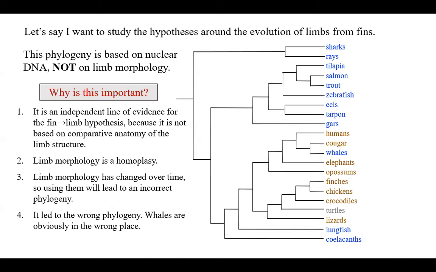Anybody have any thoughts on this? Any groups have any thoughts on this? Like using a DNA phylogeny to test an idea about limb evolution, why that would be important? Start getting the random call cards. What are you guys talking about? Which one of these is at all appealing to you versus not? All right. Like number one. How come? Oh, okay. Other people did too. Yeah, how come?